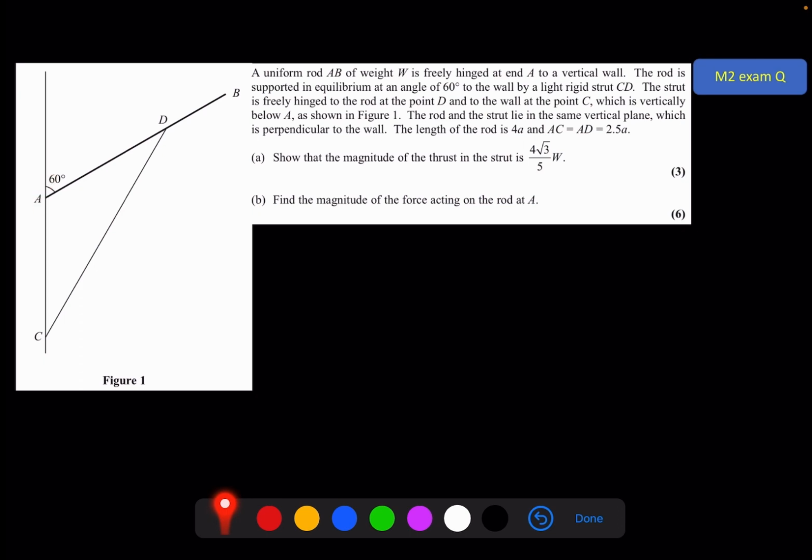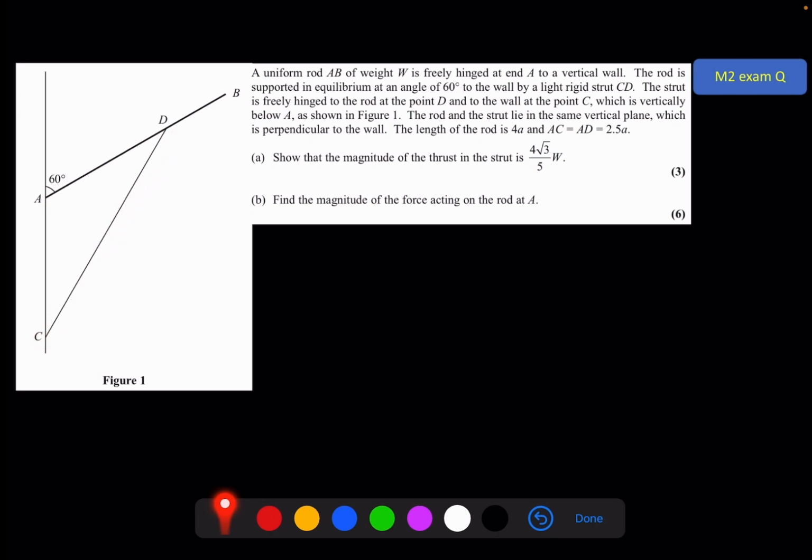Don't assume the direction unless you're explicitly told in the question. Okay, that's a lot of information coming off the first sentence, but that's the key difference between this sort of question and the previous questions. So the rod is supported in equilibrium at an angle of 60 degrees to the wall by a light, rigid strut CD. Remember that light means this bit here is modelled as having no mass.